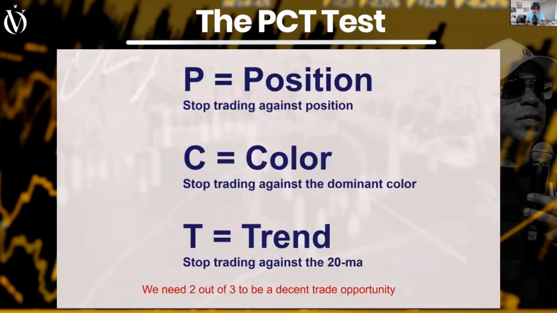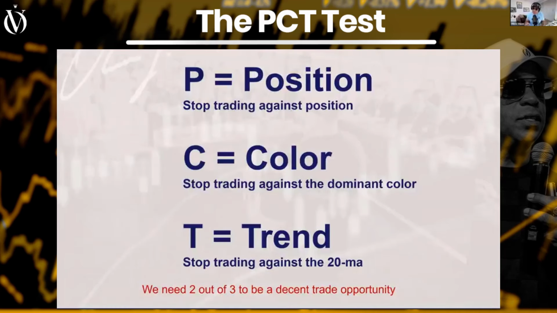If we're looking to buy, I want the position to be positive. I don't want the position on average to be negative. C stands for the color part of the test. I want to play with the dominant color. I don't want to play against the dominant color. I don't want to play against the winning team. I want to play with the winning team. C stands for color. Trend. I want to play with the prevailing trend, with the prevailing movement.